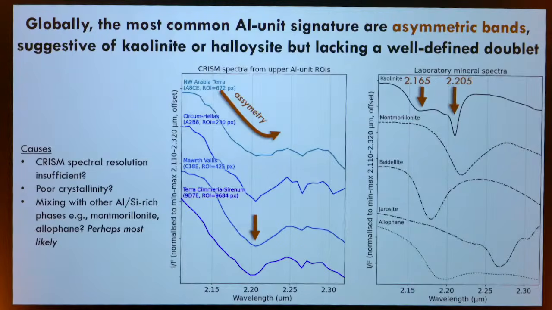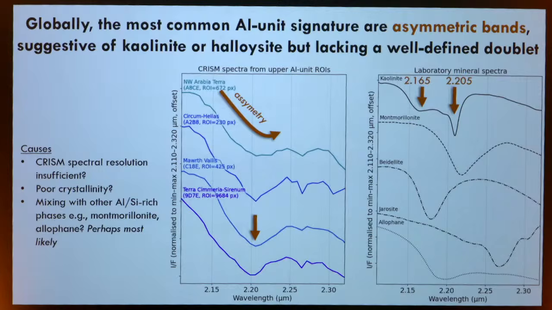So now I'm going to talk about the aluminum unit and the diversity that we see across it. This is going to be really important for trying to tease out what the environmental signatures clay stratigraphies are recording. And so globally, what I did is I literally manually reviewed hundreds of aluminum unit spectra. And what I found is that the most common spectral signature in the aluminum unit is basically this asymmetric band, where we have a band center at about 2.205 microns.